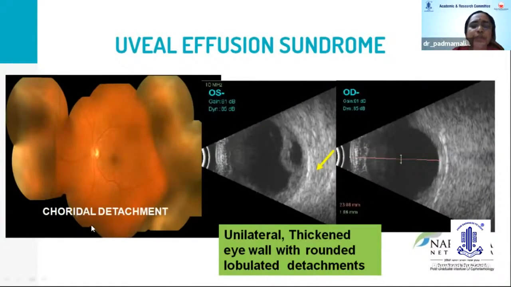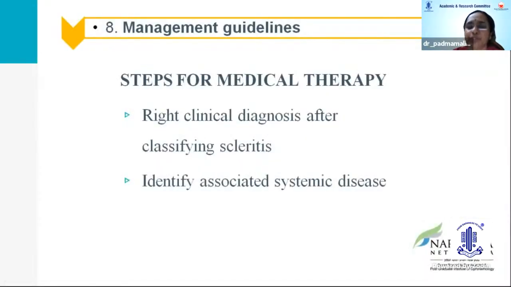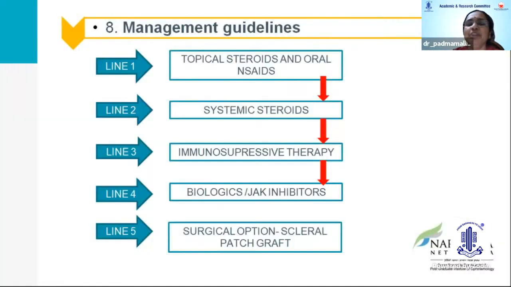Yes, ma'am. It's unilateral. It's a thickened eyeball with rounded retinal detachments seen. Coming to the management, we have to make sure it's posterior scleritis, and quantify it if we can. We have to identify the associated systemic diseases. Coming to the management guidelines, topical steroids and oral NSAIDs are the first line of management.